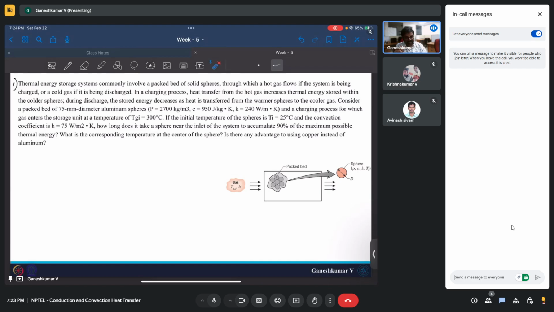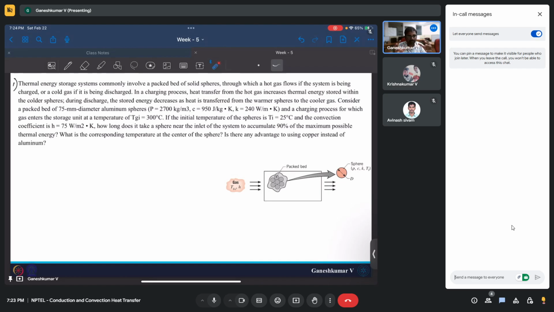And let's say the sphere is cooled down and you send hot gas. Because of the hot gases, the spheres get heated up and store a lot of energy at a high temperature, which they say is charged. So it's just a naming convention, don't worry about it.